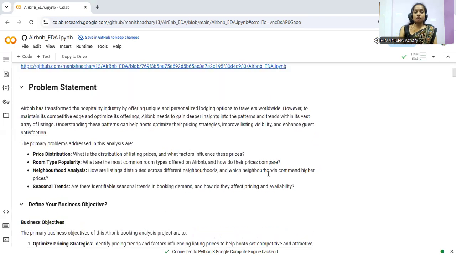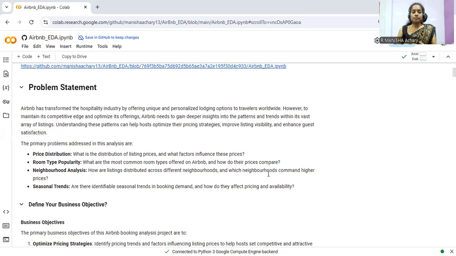The next step is the problem statement. The primary problems addressed in this analysis are, first, price distribution: what is the distribution of listing prices and what factors influence those prices. Second, room type popularity: which room type offered by Airbnb gains high popularity and what are the prices. Third is neighborhood analysis: how are listings distributed across different neighborhoods and which neighborhoods command higher prices.